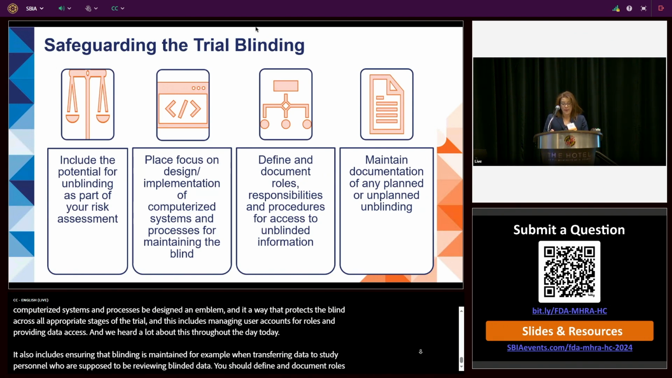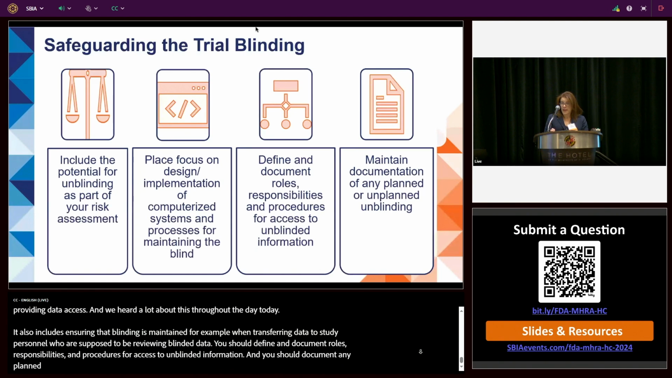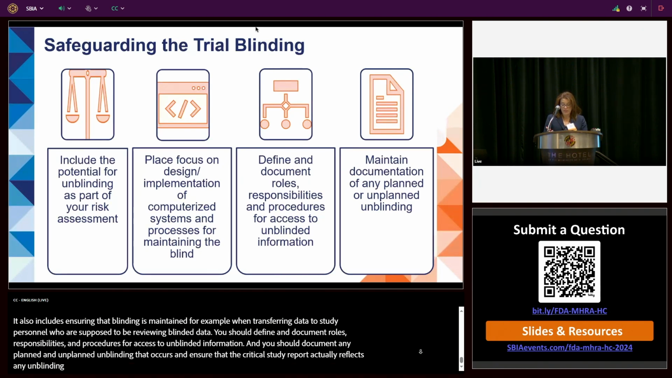And you should document any planned and unplanned unblinding that occurred, and ensure that the clinical study report accurately reflects any unblinding events that occurred. You should also assess the impact that these unblinding events had on the interpretation of the trial results, and this assessment should also be reflected in your clinical study report.